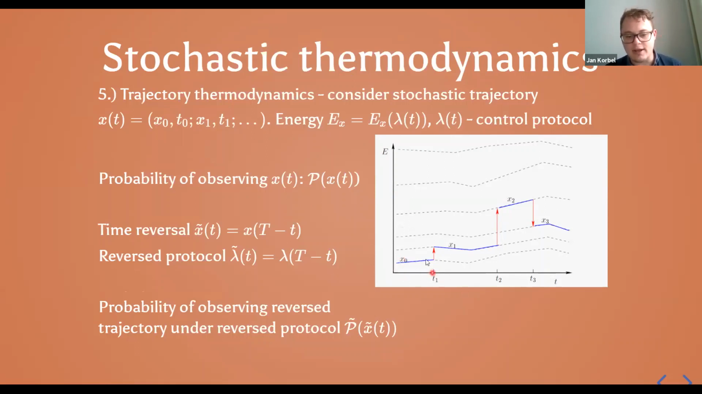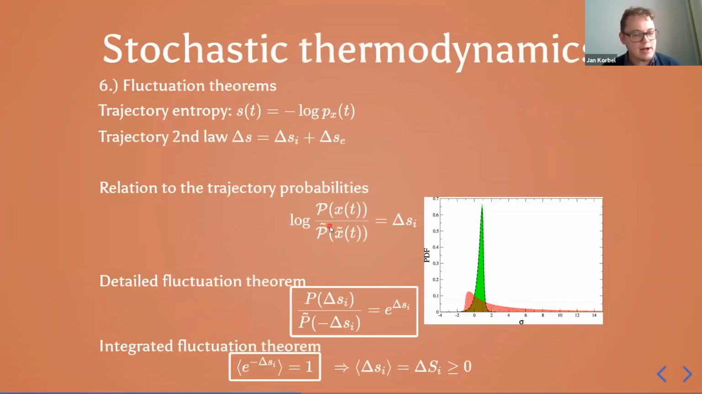And when you calculate the probability of this trajectory, you do a similar thing, but backwards. So you do the reverse experiment where you do the reverse trajectory under the reverse protocol. It's something like when you play a movie and then you play the movie backwards, then the probabilities of appearing of these trajectories can tell you something about the reversibility or irreversibility of the system. And there is, I think, one of the nicest theorems in stochastic thermodynamics, called the fluctuation theorem.